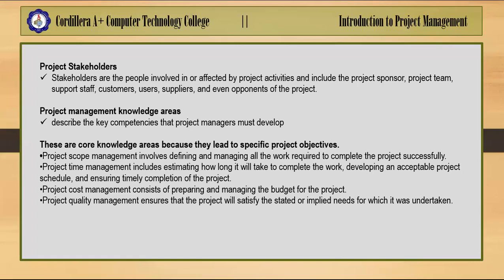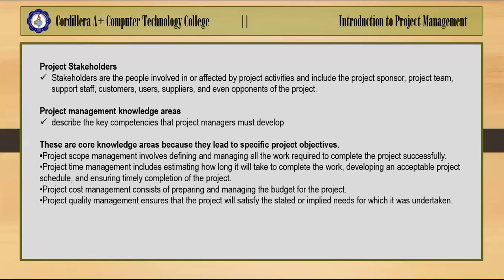So, project quality management is to ensure that the project will satisfy the stated or implied needs for which it is undertaken. So sisiguruhin din natin na, kunwari, nagluto ka ng ibebenta mo. Yung quality ng food na linuluto mo, dapat ini-ensure natin na magugustuhan ng customer or client natin. Okay? Alangan naman na nagluto ka ng adobo tapos hindi mo sinigurado na yung quality ng niluluto mo ay hindi magugustuhan.